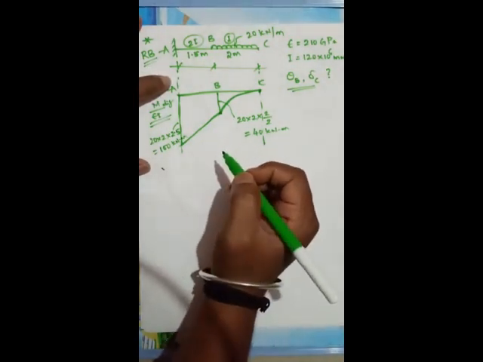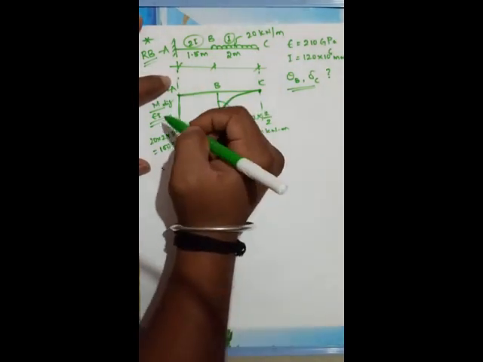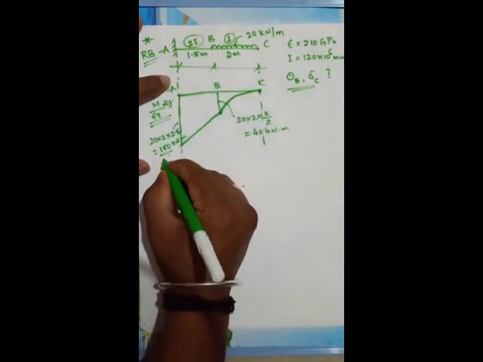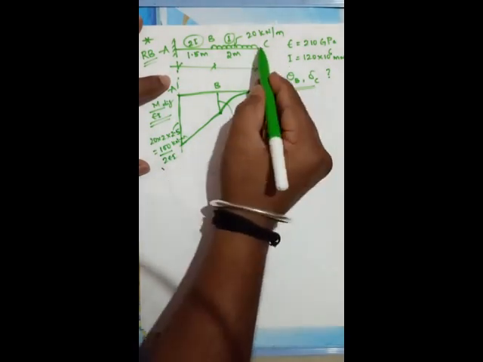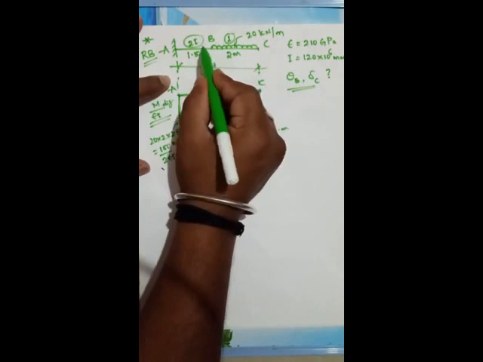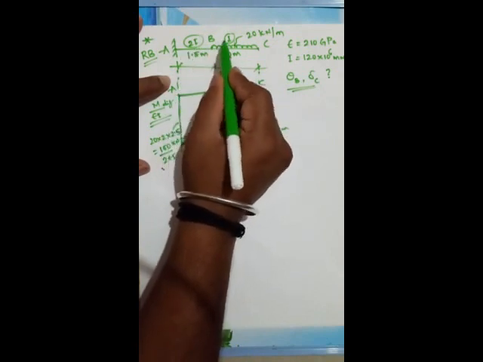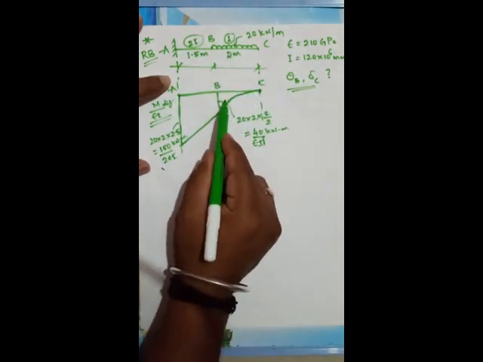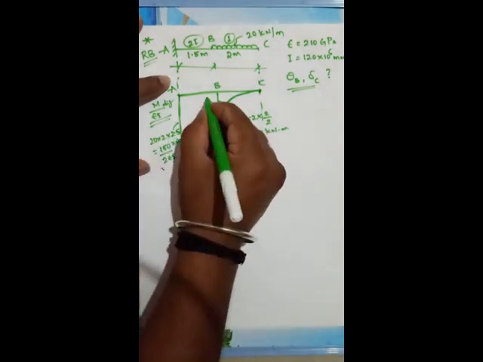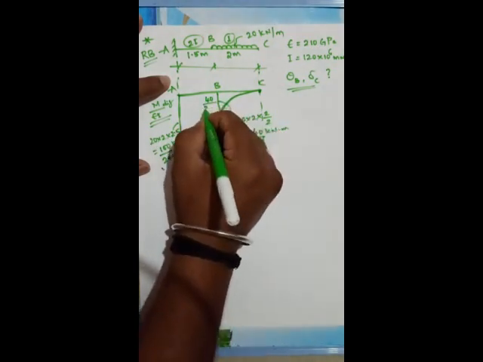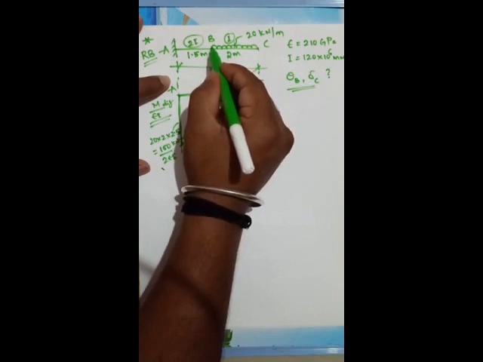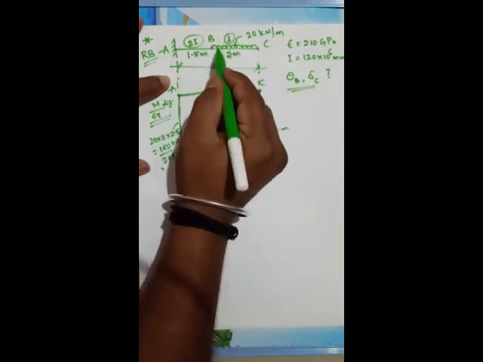Now we need to include this EI. A to B it is 2I, so it is 100 by 2EI. C to B it is I, 40 by EI. Exactly at point B, on the left hand side it is 2I, on the right hand side it is I. So on the right hand side it is 40 by EI, and here on the left hand side it is 40 by 2EI. Exactly at point B, the moment of inertia is changing between the left hand side and right hand side.